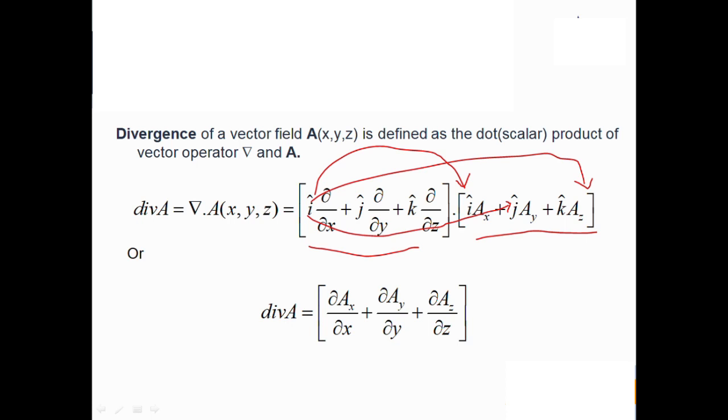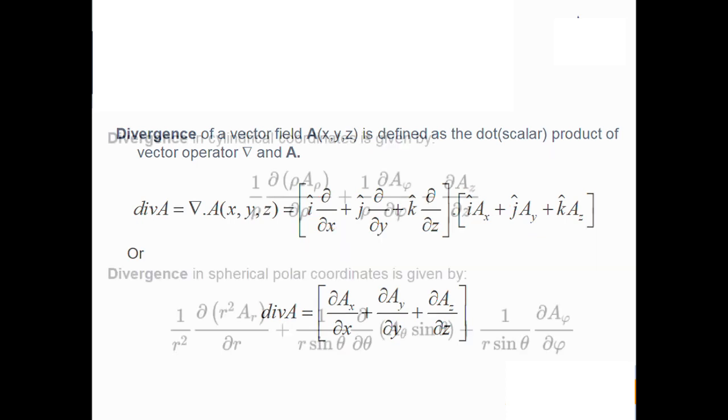So you won't have any i hat along with this. This is a dot product. So the final result of divergence of A would be the partial derivative of the x component of the vector with respect to x, plus the partial derivative of the y component of the vector with respect to y, and again summed with the partial derivative of the z component of the vector with respect to z. So that's the formula for divergence.